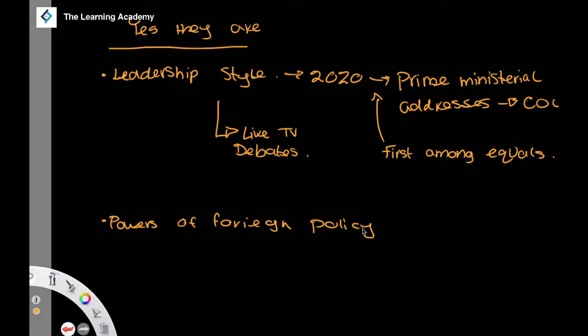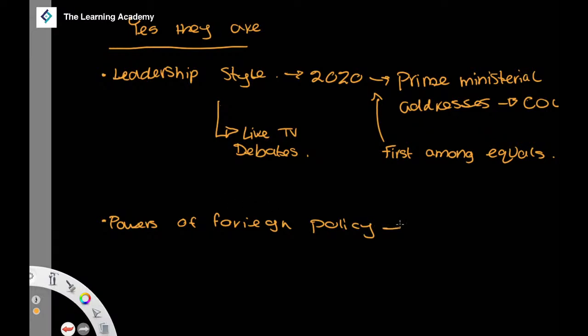However, okay, this is quite a complicated one. I knew it was complicated. So, yes, the royal prerogative gives the Prime Minister the power to sign international treaties. Things like the Maastricht Treaty, things like the Lisbon Treaty. You could talk a lot about EU-related treaties.